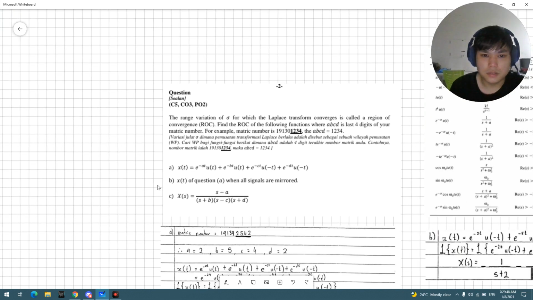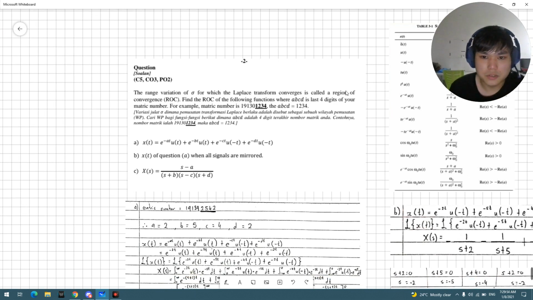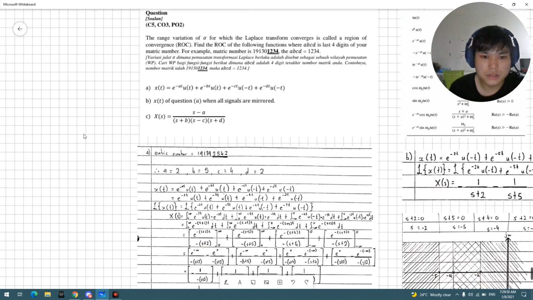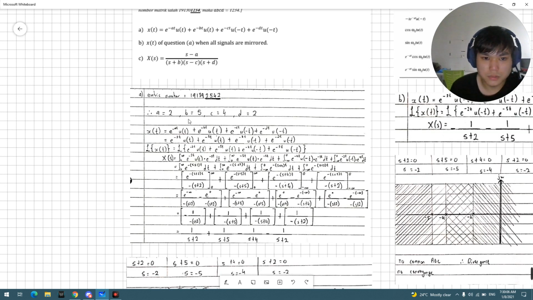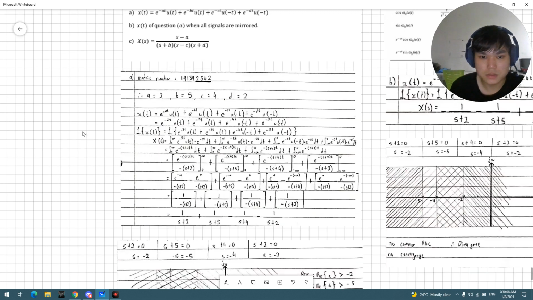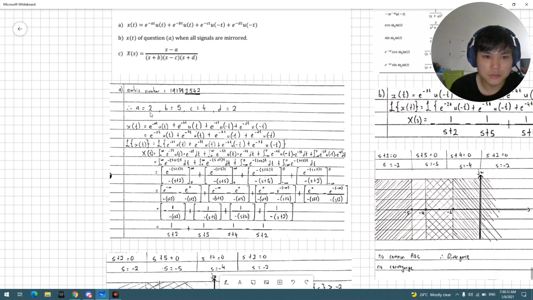So let's look at the question. In this question, we are required to find the ROC of each of these functions. Let's start with the first one. Let's have A, B, C, D. My matrix number is 2542, so A is 2, B is 5, C is 4, and D is 2. We substitute the values into the function, and we're going to Laplace them.